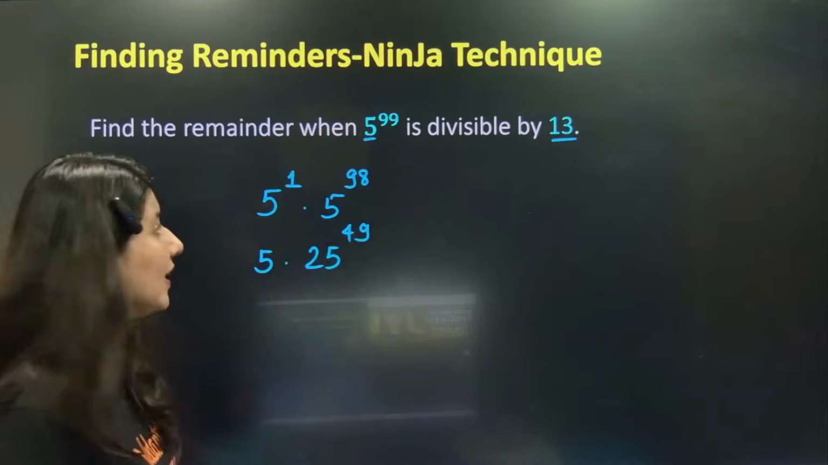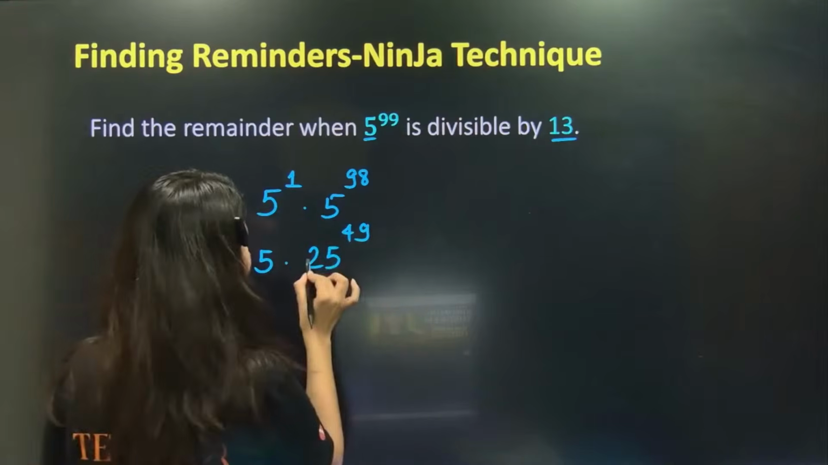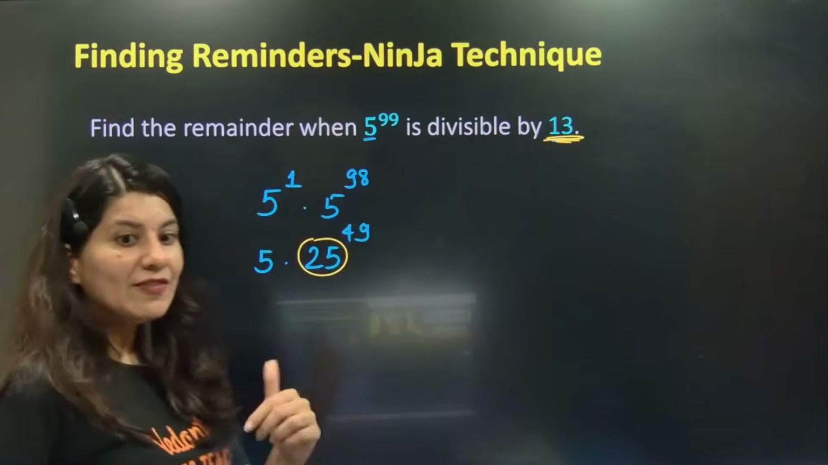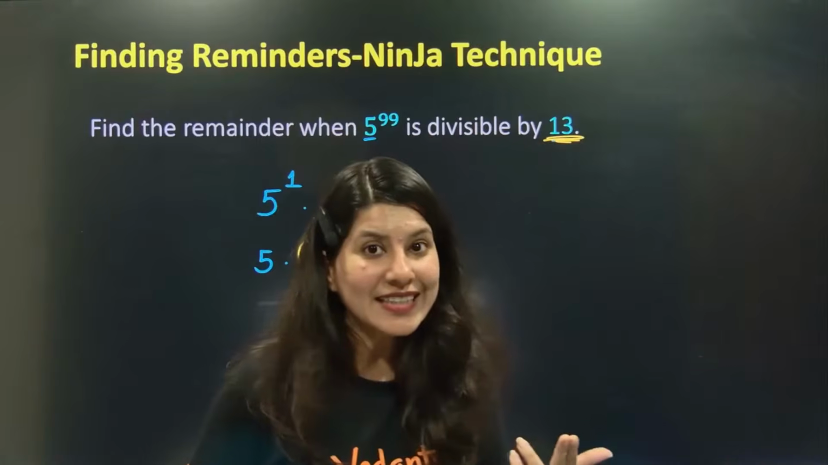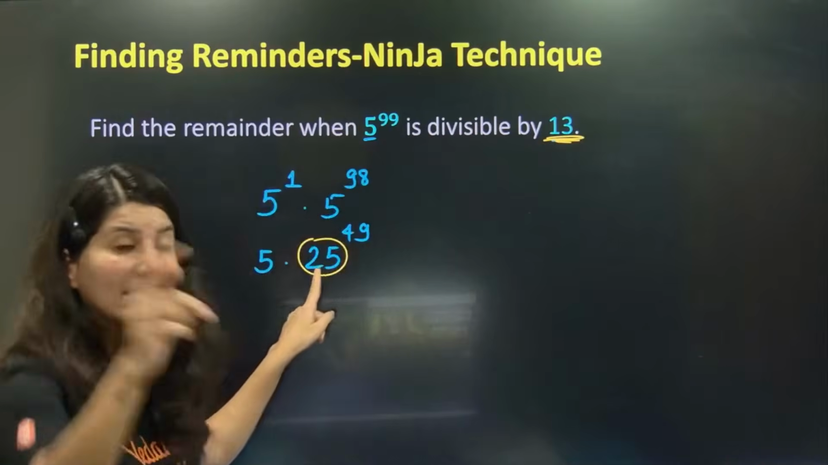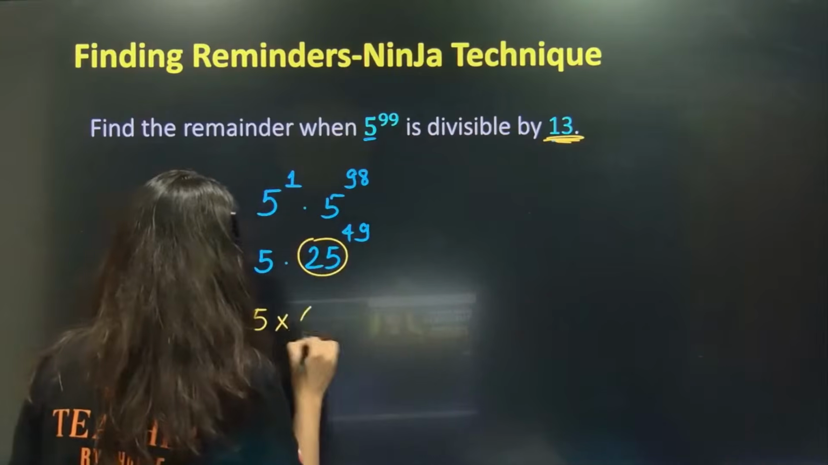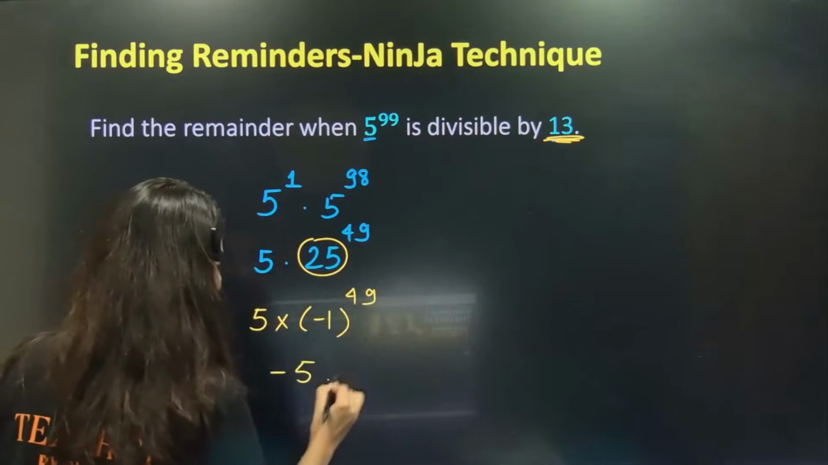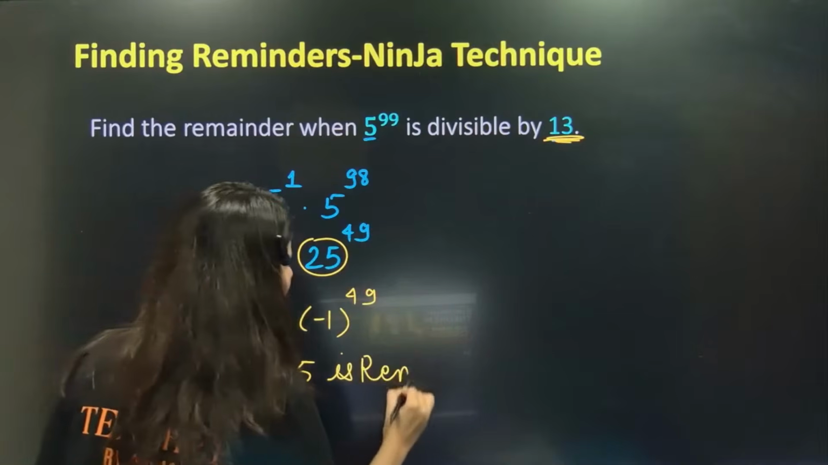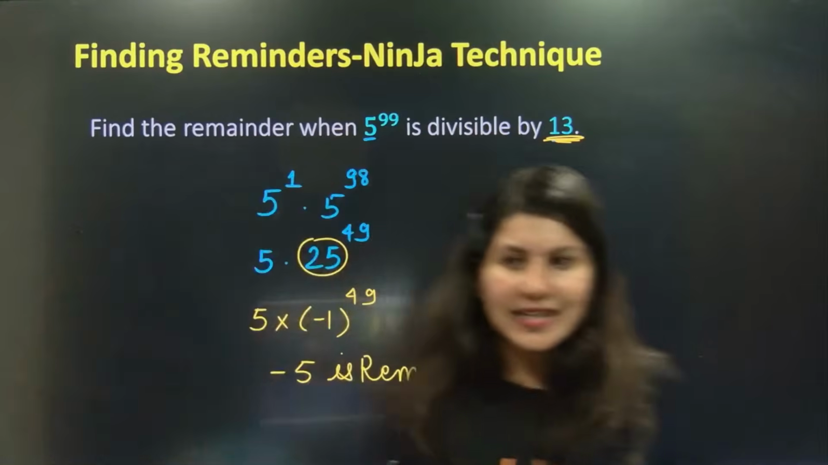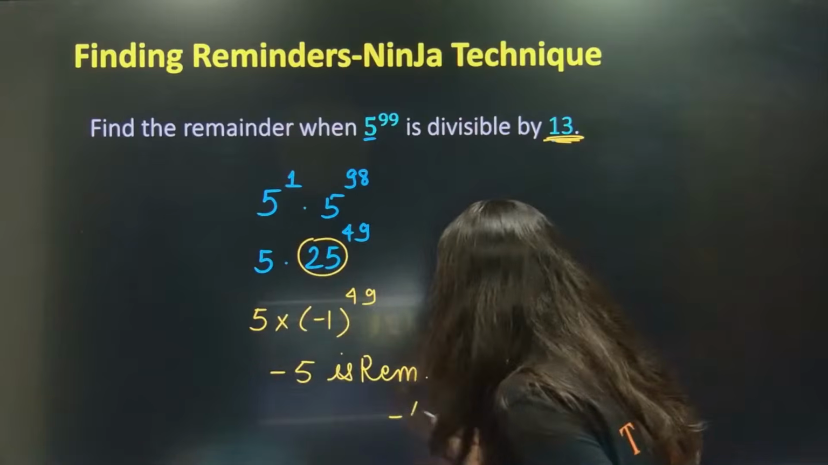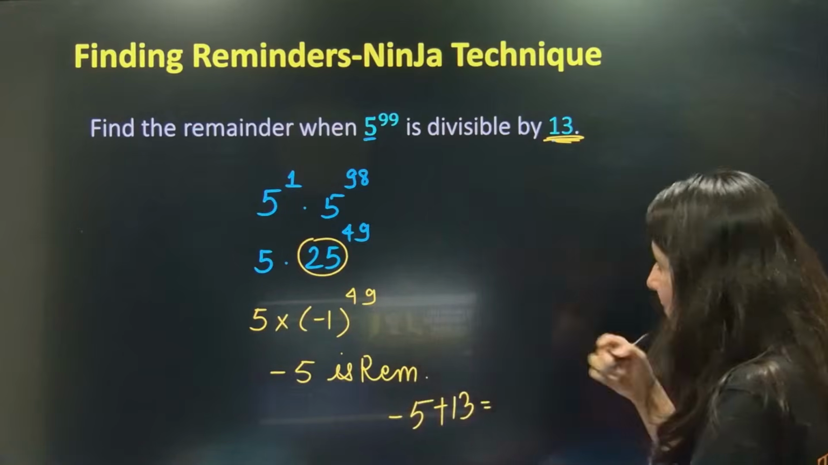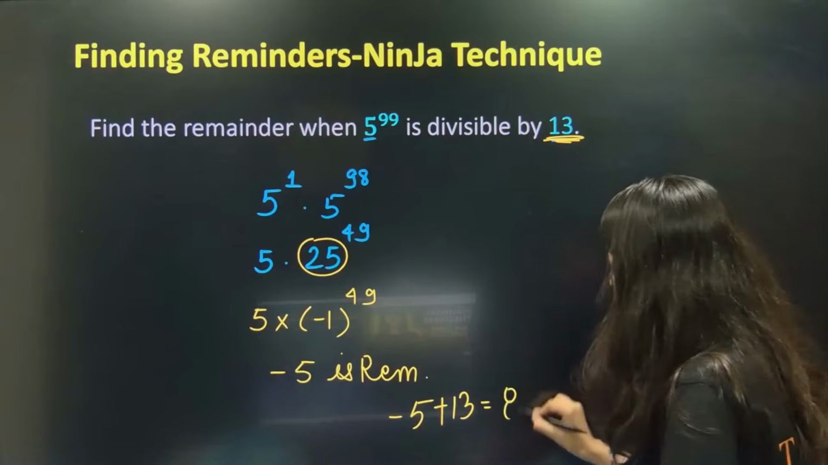Now divide by 13. If you divide 25 by 13, 13 ones are 13, 13 twos are 26, ma'am, minus 1. So 5 multiplied by minus 1 power 49 will be the remainder, which is minus 5. Now, ma'am, a negative remainder doesn't even exist. So you just have to add: minus 5 plus 13, that is 13 minus 5. Tell me. 8 is the remainder.